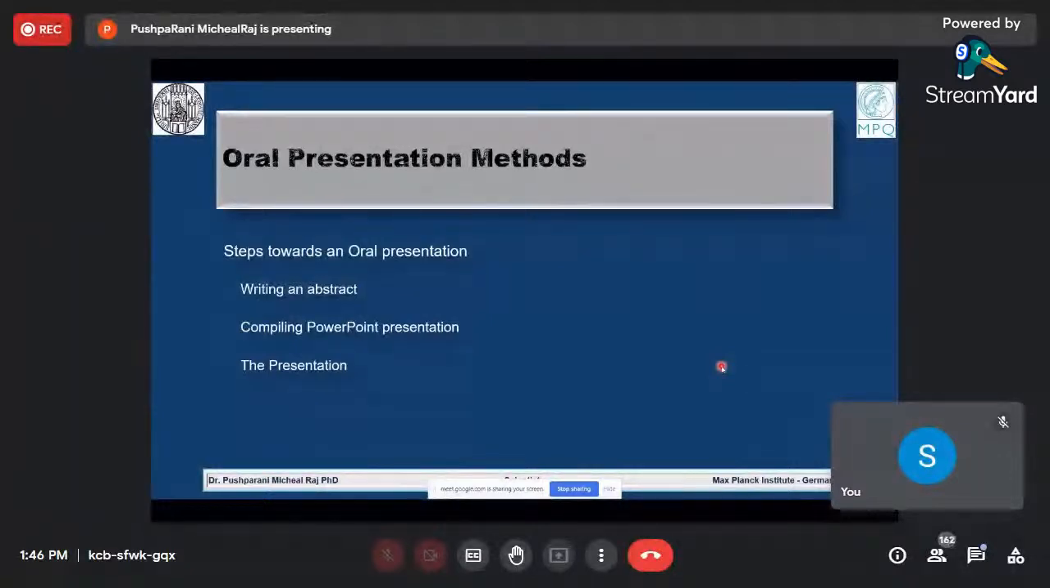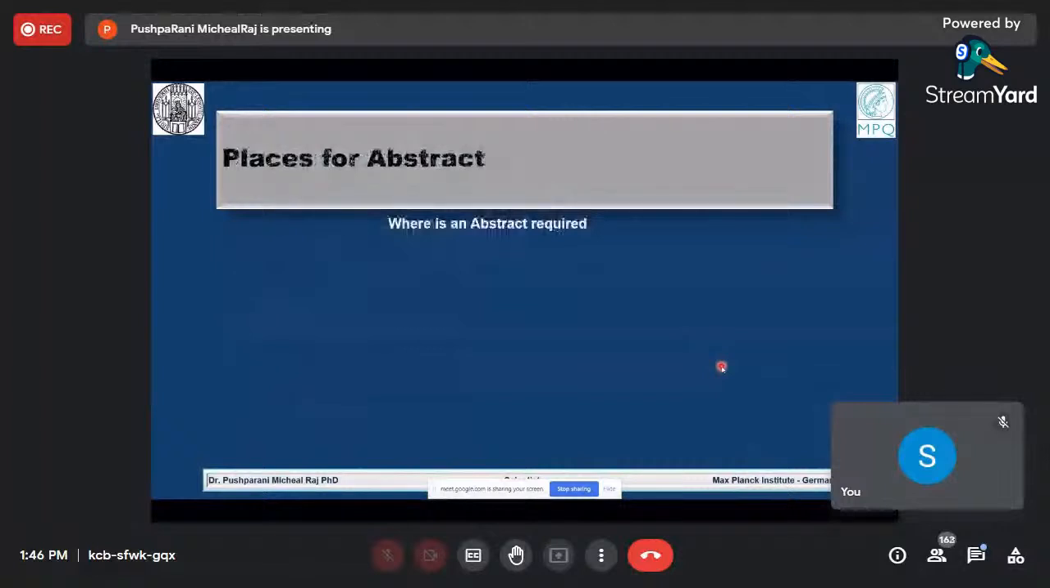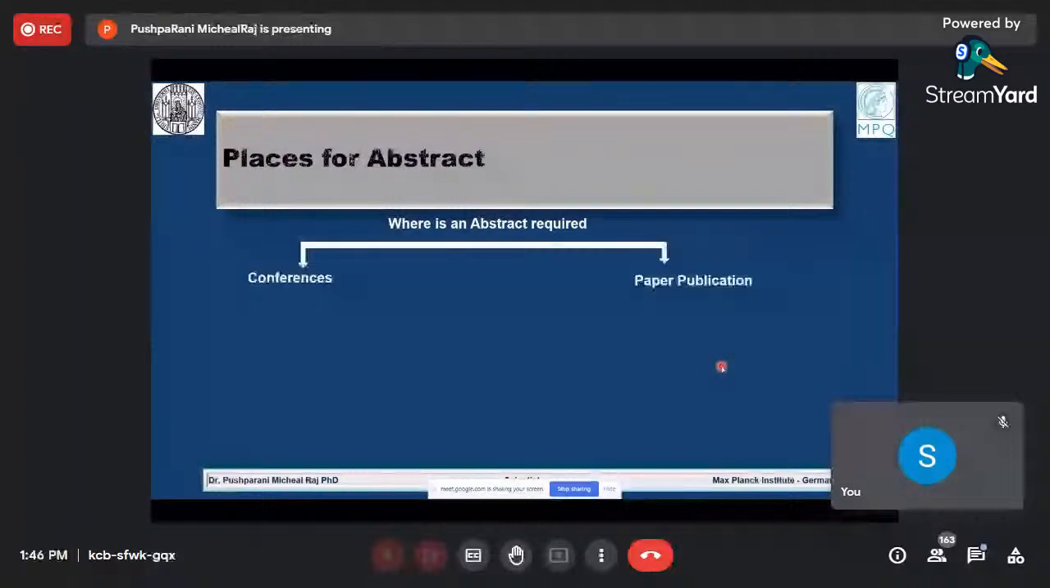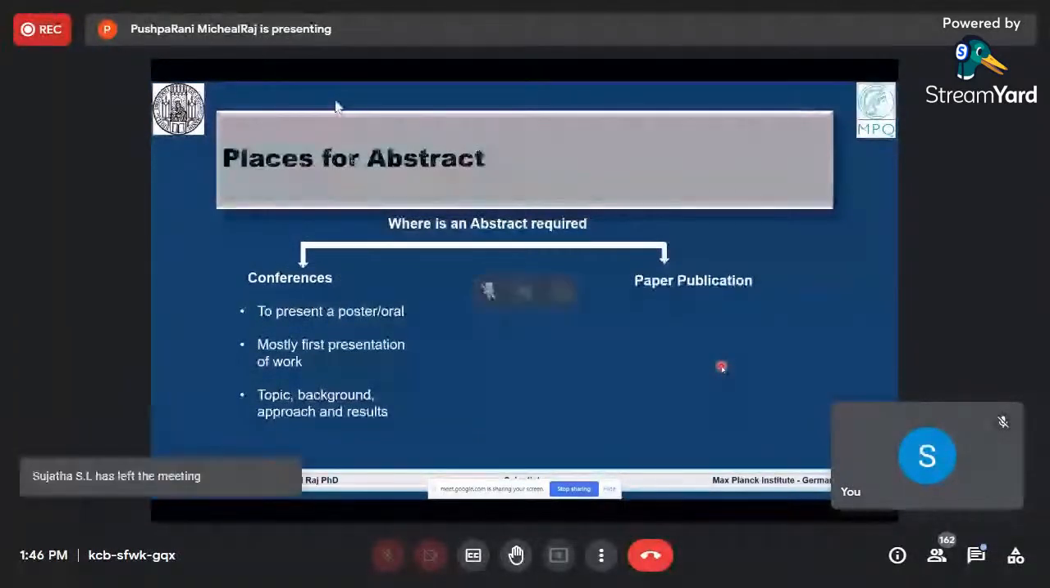And the presentation techniques. So where is an abstract required? In conferences and in paper publication. So why and how? For conferences, it is to present a poster or oral, as I mentioned, and mostly for the first presentation of work. For that reason, we'll have the abstract in place.